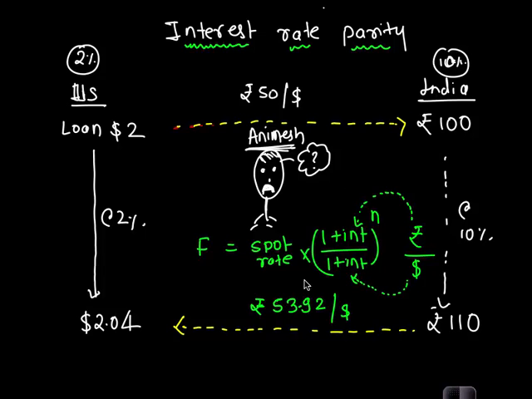Let's see if that works. So in this example, 50 into which interest rate in numerator? 10%. So 1.1 divided by 1.02, and that would get us the answer of 53.92. Any questions you want to ask here?